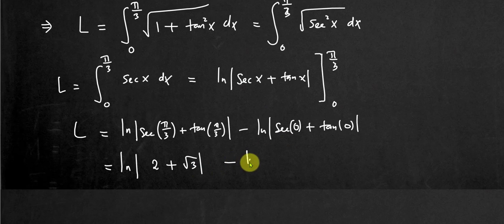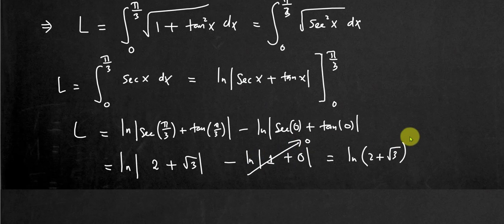For the next one, secant of 0 is 1, right? Secant is 1 over cosine. Cosine of 0 is 1, so 1 over 1 is 1. And tangent of 0 is just 0. Because this one is a positive number, you can take away the absolute value. So this is ln of 2 plus the square root of 3, and this is ln of 1, which is 0. So the final answer is just ln of 2 plus the square root of 3.